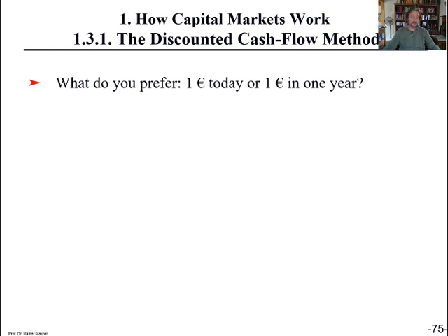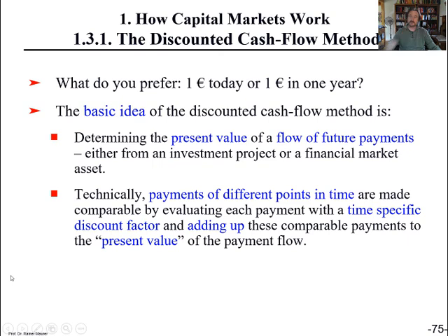And indeed, this is the reason why payments which take place at a certain point in time in the future are discounted by the interest rate offered for an investment over the same period. In this way, the present value of future payments is determined. In financial mathematics, this method is called the discounted cash flow method. The basic idea of the discounted cash flow method is: we determine the present value of a flow of future payments, either from an investment project or a financial market asset.